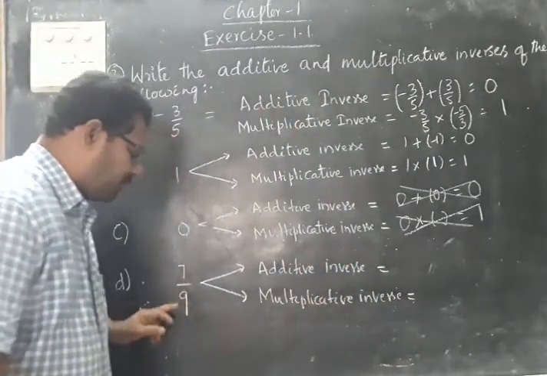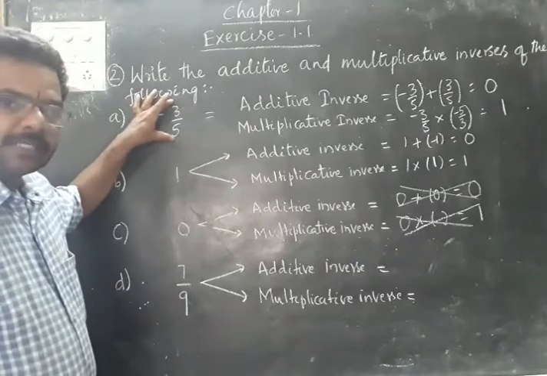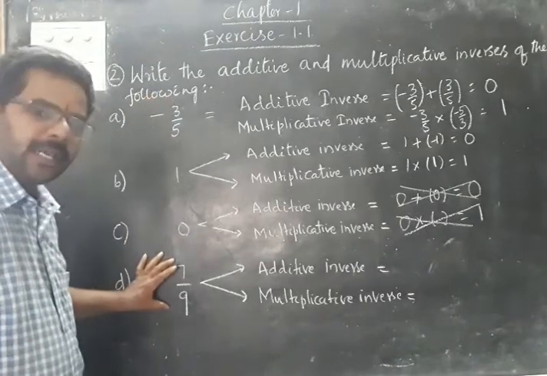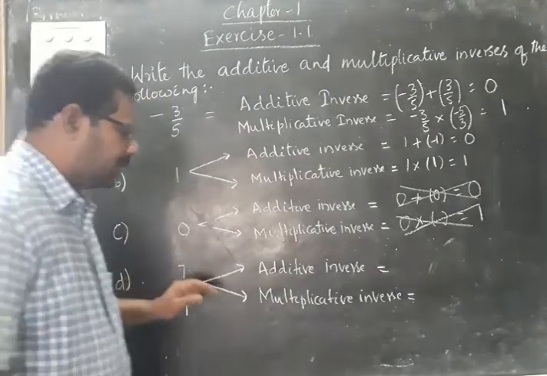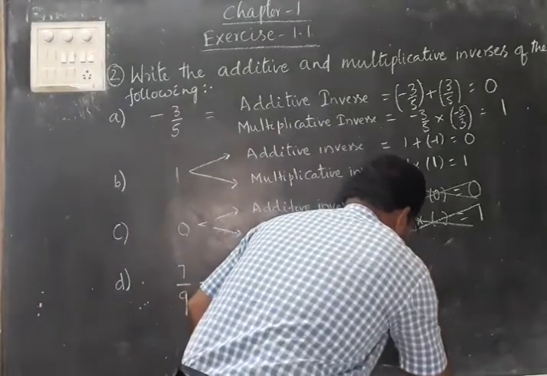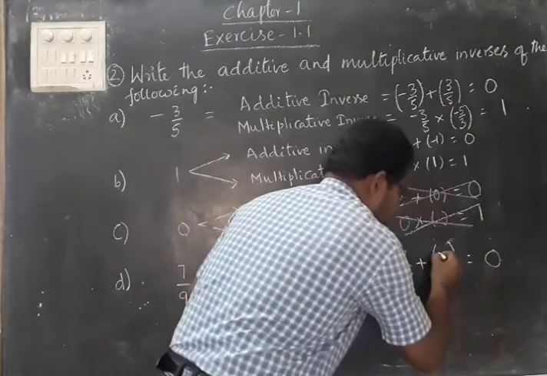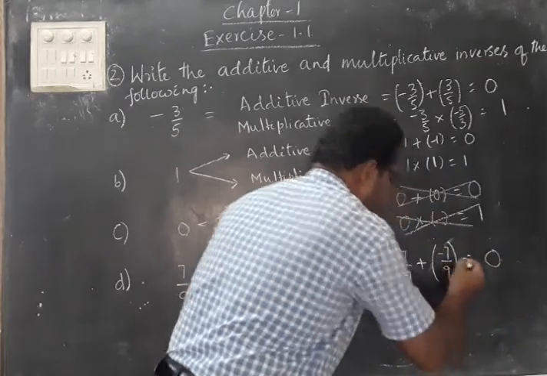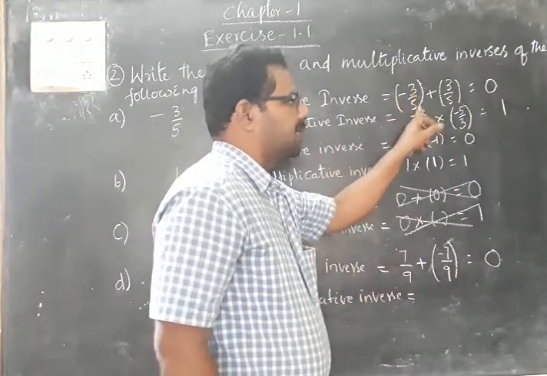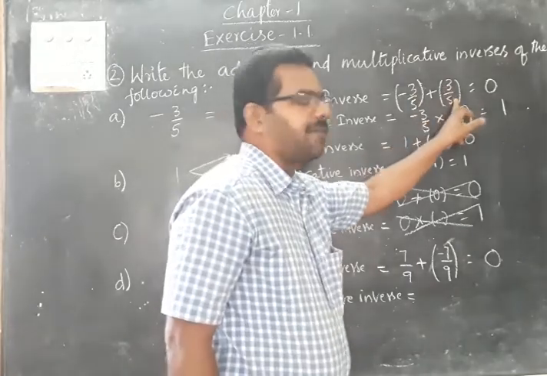Next, coming to 7 by 9. Already we have taken minus 3 by 5, like this 7 by 9 also. 7 by 9 should be added to some number to get the answer 0. Here you can take minus 7 by 9, because for minus 3 by 5, we have taken 3 by 5.